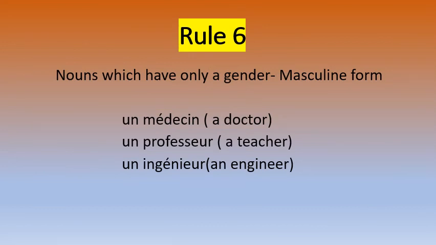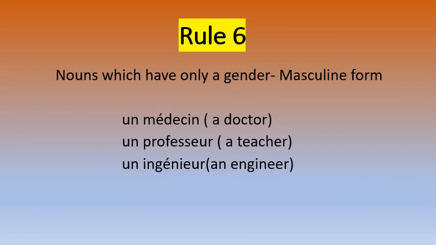Let us see the last rule, children. That is rule number 6. So this rule says that there are some nouns which have only one gender. That is the masculine form only. So let us see those examples. First is a doctor. So a doctor will be the same in masculine as well as in the feminine form also. So it is un médecin. Un médecin. That means a doctor.